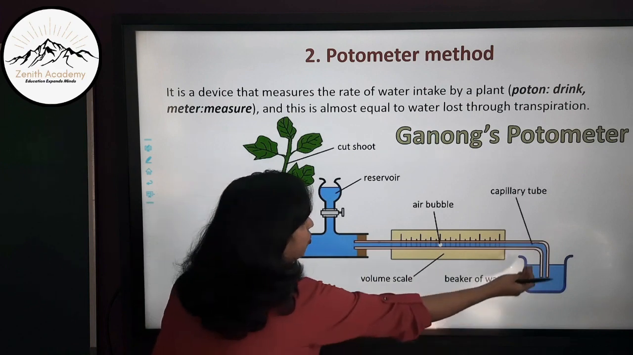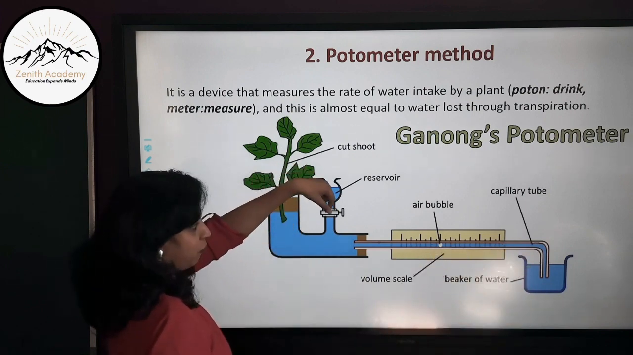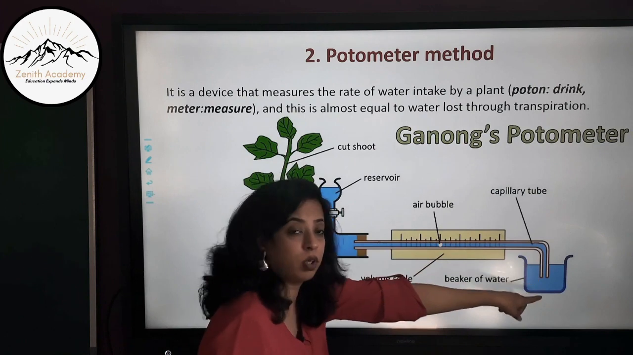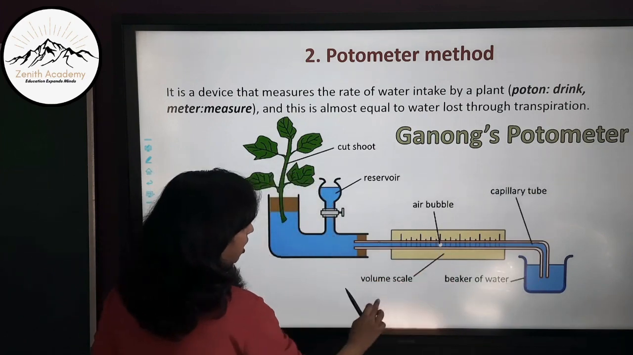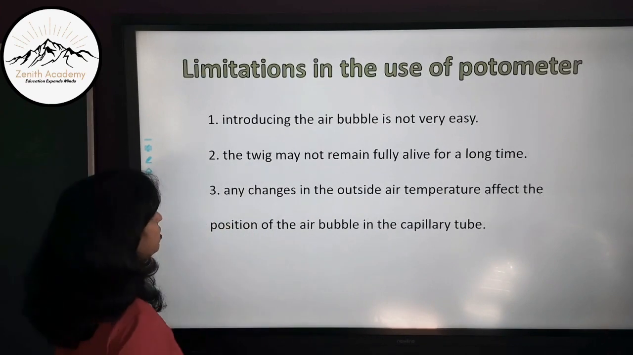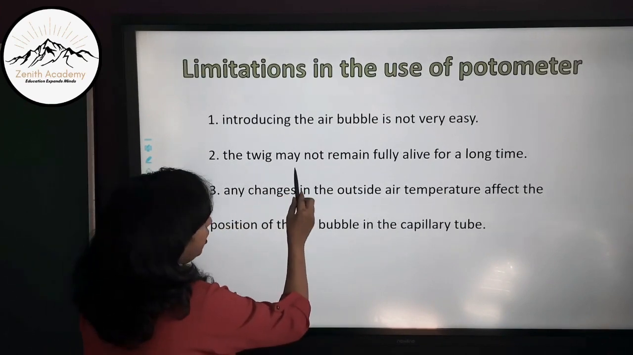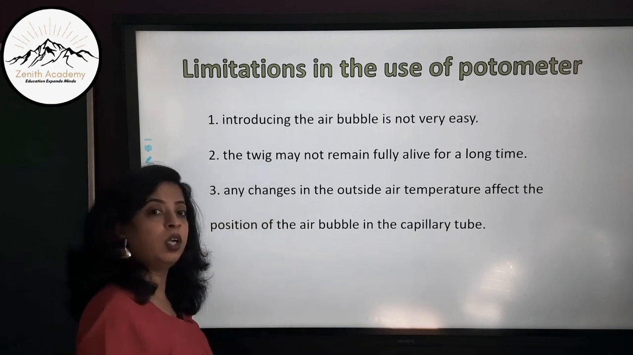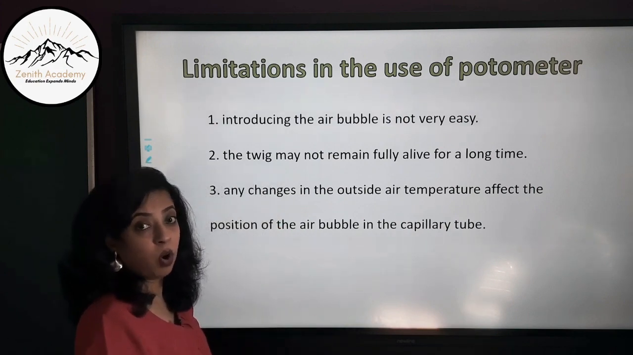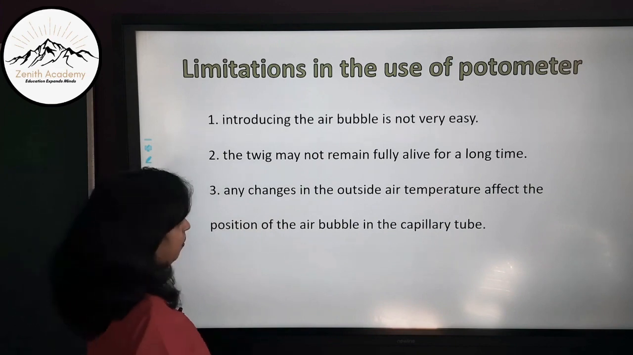And in case you get 2 or 3 air bubbles, again you will have to open the reservoir and let the water flow. So this way, by trial and error, you will get an air bubble, which is very difficult at times. Second limitation is the twig may not remain fully alive for a long time. So you cannot keep on performing this experiment for a longer time because the twig may die.